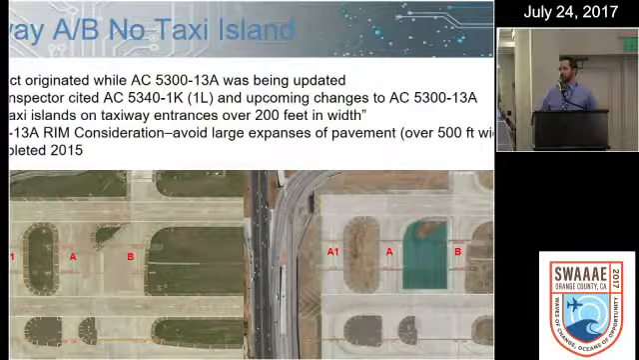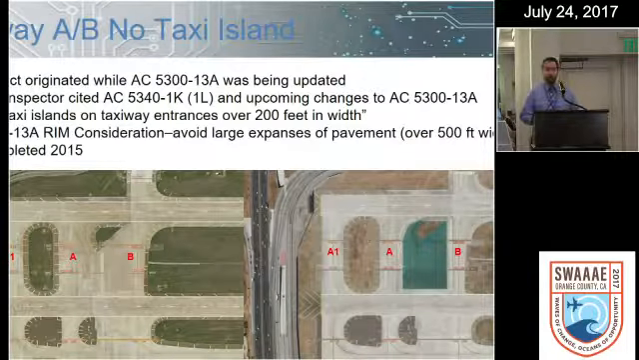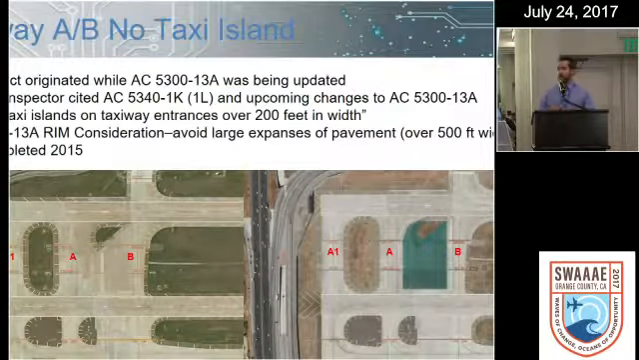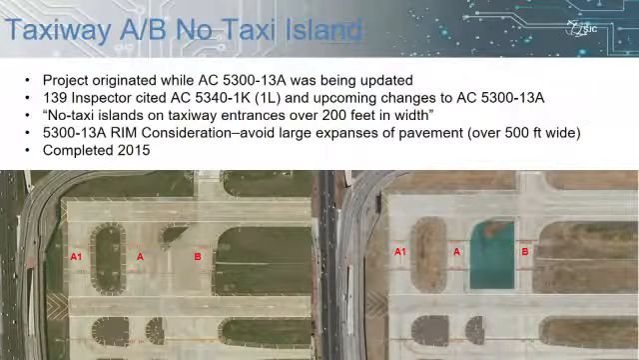So the taxiway Alpha Bravo no taxi island. So this one actually originated while the advisory circular was being updated, so I cheated a little bit, but we're going to talk about it anyways. So it came up actually from our 139 inspector, and they cited 5340-1K at the time. Now it's been updated to 1L. But they also cited all those RIM considerations, which I'm going to talk about a little bit as well in the upcoming 13A. So it is very relevant.